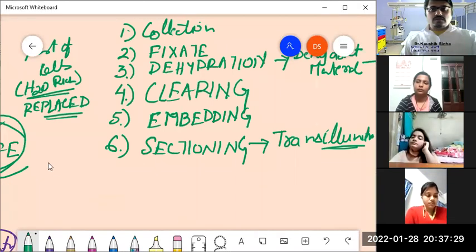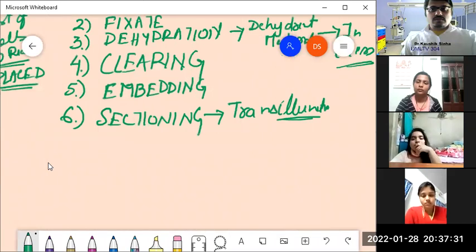So this trans-illumination is the very basic purpose for our need to section it into as fine slices as possible.